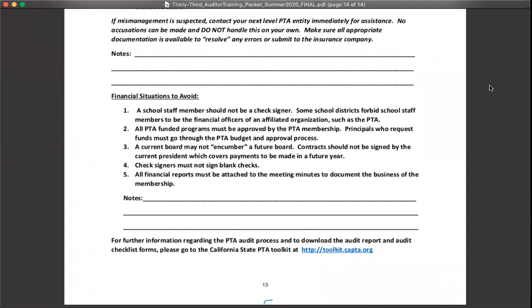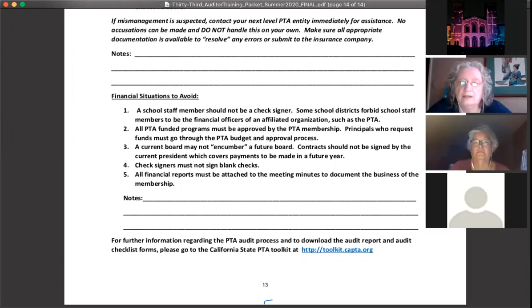So you want to make sure that all requests for funds are in the budget and approved by the association. This is why you're checking the minutes, to make sure that the budget has been approved, there's a release of funds, and that expenditures are made in accordance with the membership's wishes. A current board may not encumber a future board.